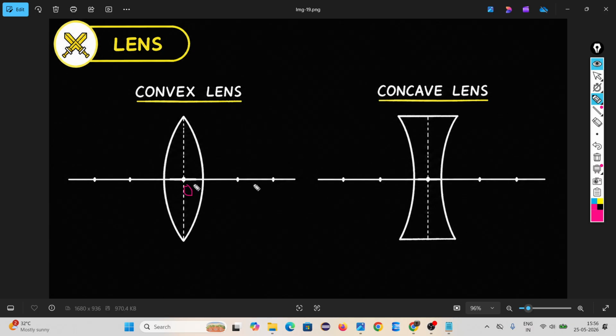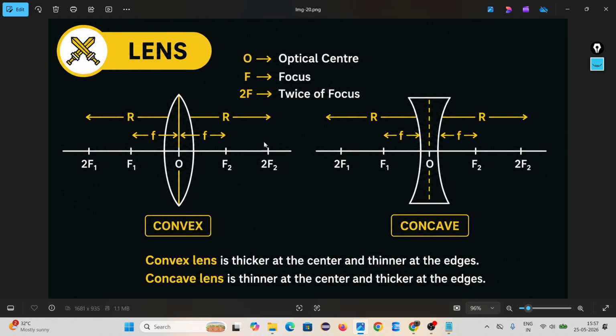This is the optical center. This is 2F1, that is focus 1. This is focus 2. 2F1, F1, F2, 2F2. Just a minute. Are you understanding? Okay, then look.